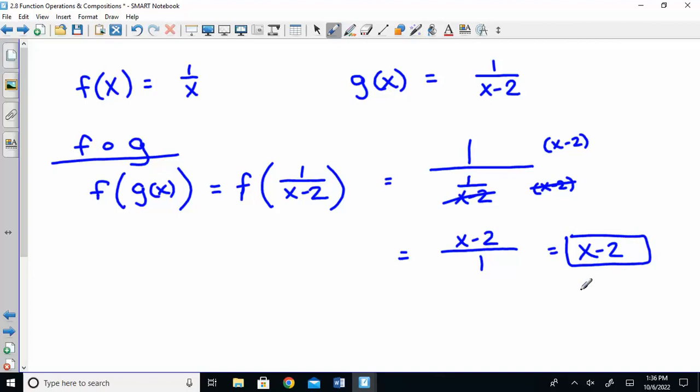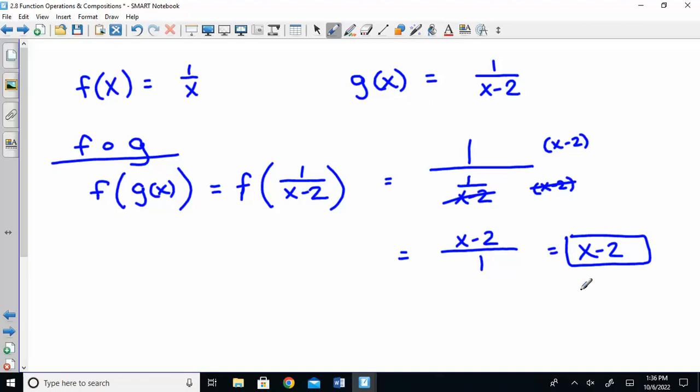If I asked you to look at the domain of this composition, it's really tempting to look right here. If I look right here, what does it say x can be? Anything, right? There's no fraction, no radical. Let's see if that's actually true.